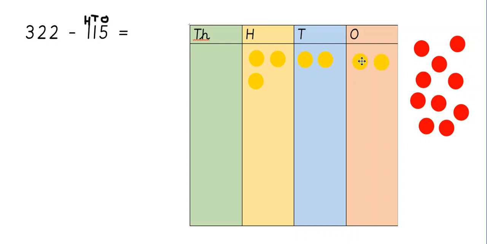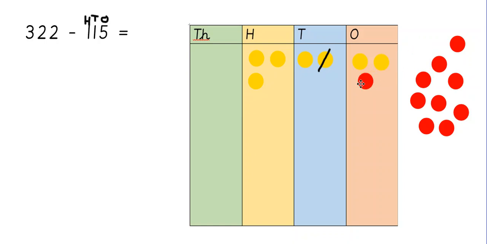So in our ones column, we've got 2. But over here in our ones column, we've got 5. So we want to take 5 away from 2. But we can't do that. So we need to exchange. So we're going to go to the column directly to the left, which is our tens column. We're going to cross one out because we're going to pinch it from our tens column and give it to our ones. We're going to exchange.